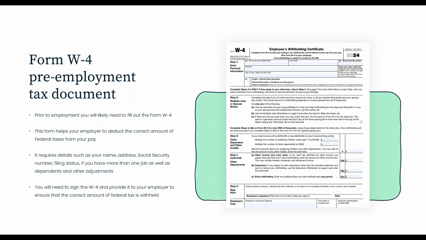First, and maybe most common, is the W-4, which is also called the Employee's Withholding Certificate. Usually prior to employment, you likely need to fill out and file Form W-4 for your employer. It essentially helps your employer to figure out how much federal tax to deduct from your pay. This form requires details such as your name, your address, social security number, filing status, if you have more than one job, as well as dependents and other adjustments. Then you'll need to sign the W-4 and provide it to your employer to ensure that the correct amount of federal tax is withheld.